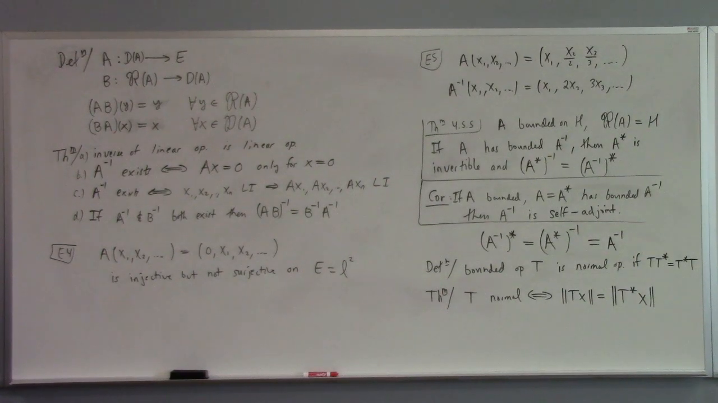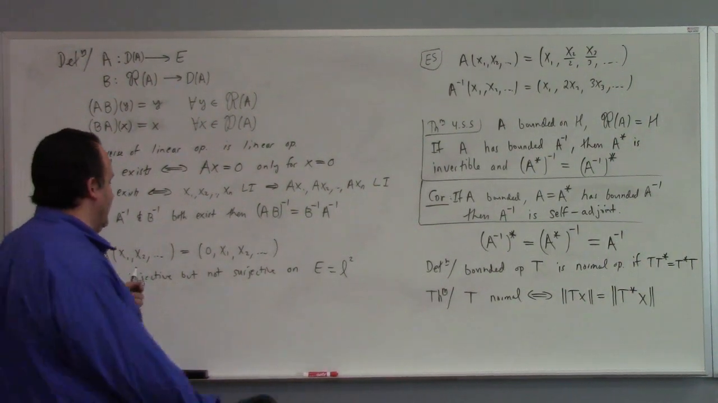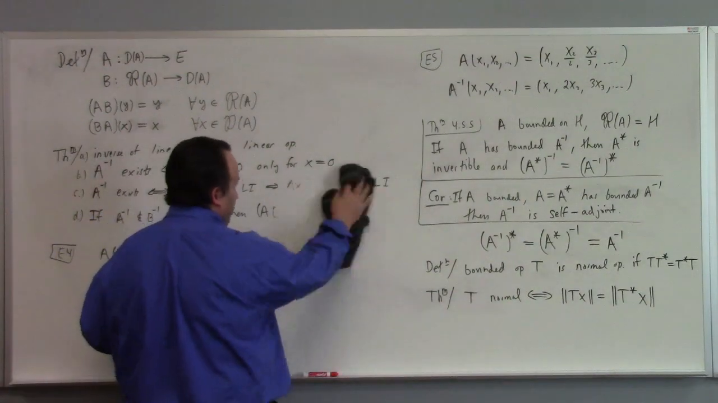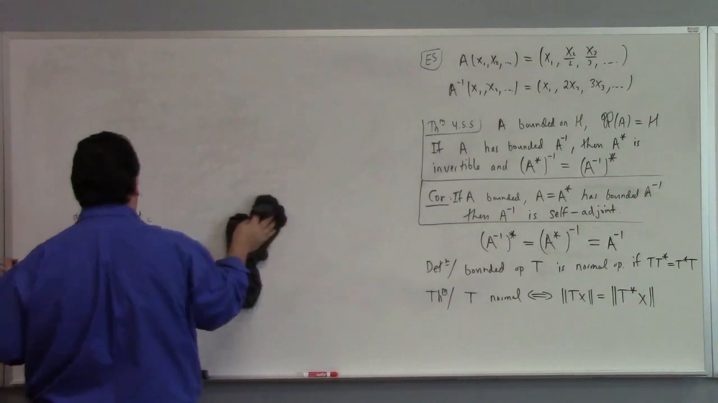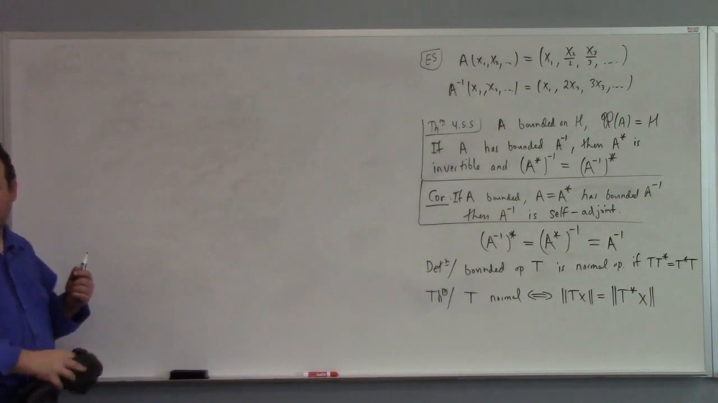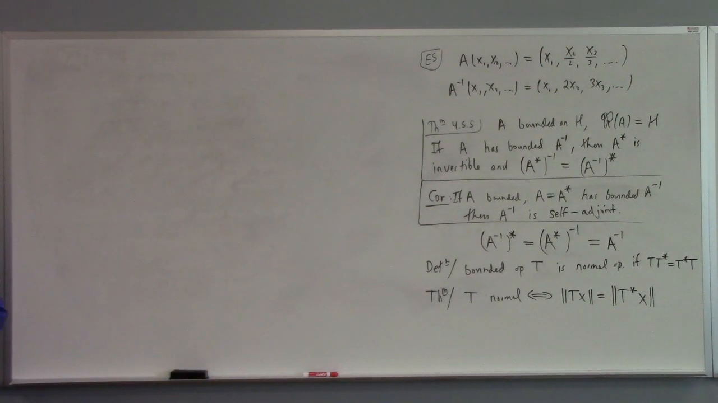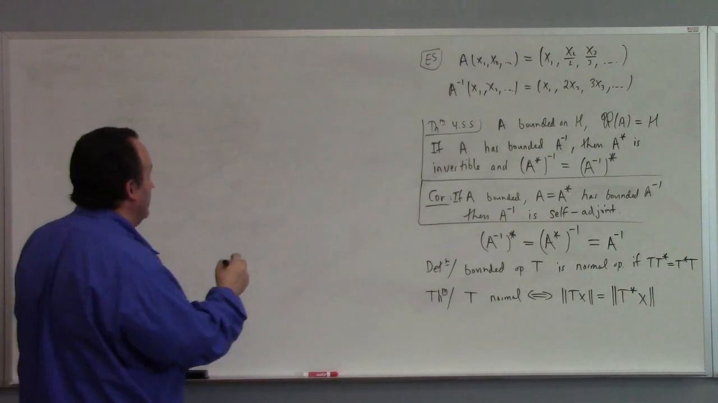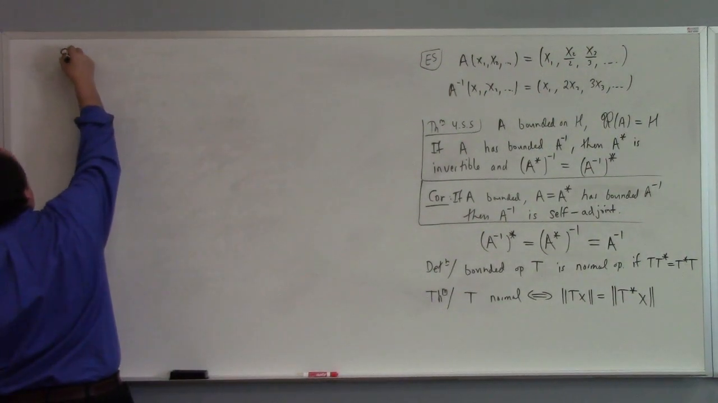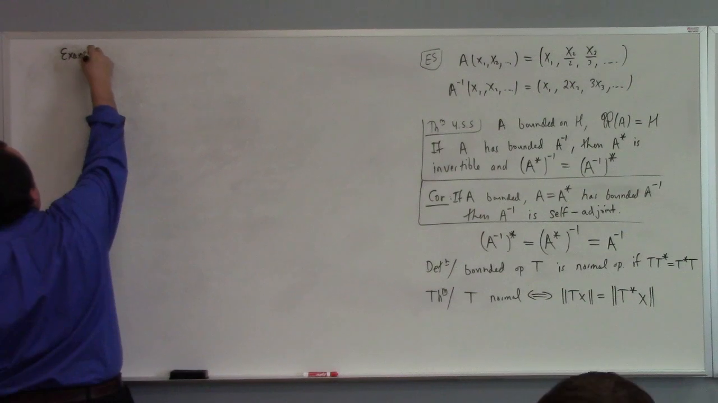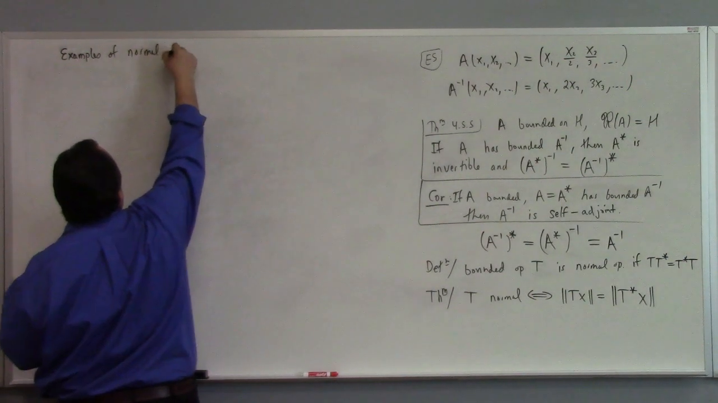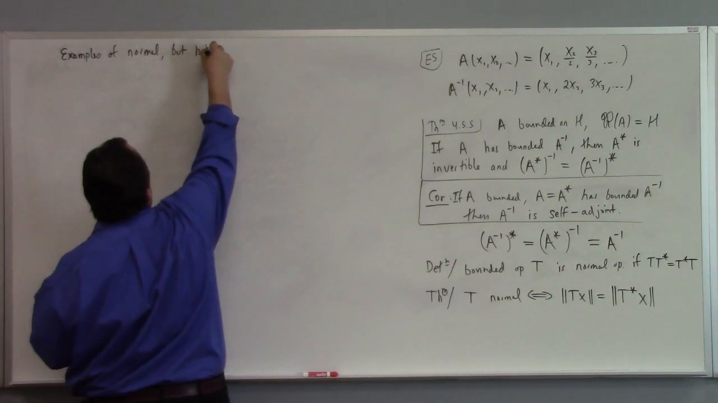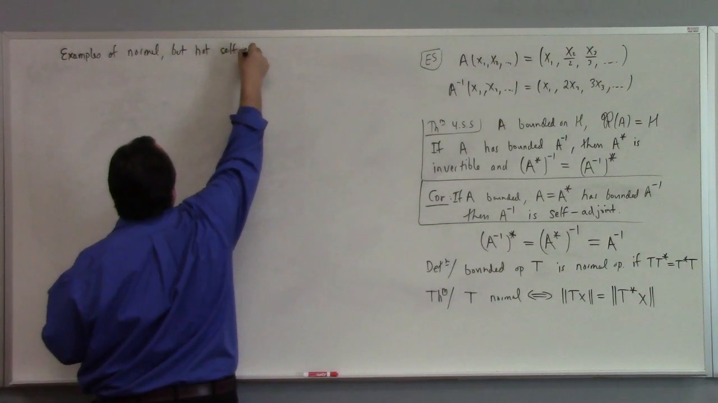He points out some nice examples. Actually, I should give you some examples of operators which are not self-adjoint but nevertheless are normal, because these are important examples and they're easy. That's actually his next example. So, examples of normal but not self-adjoint.